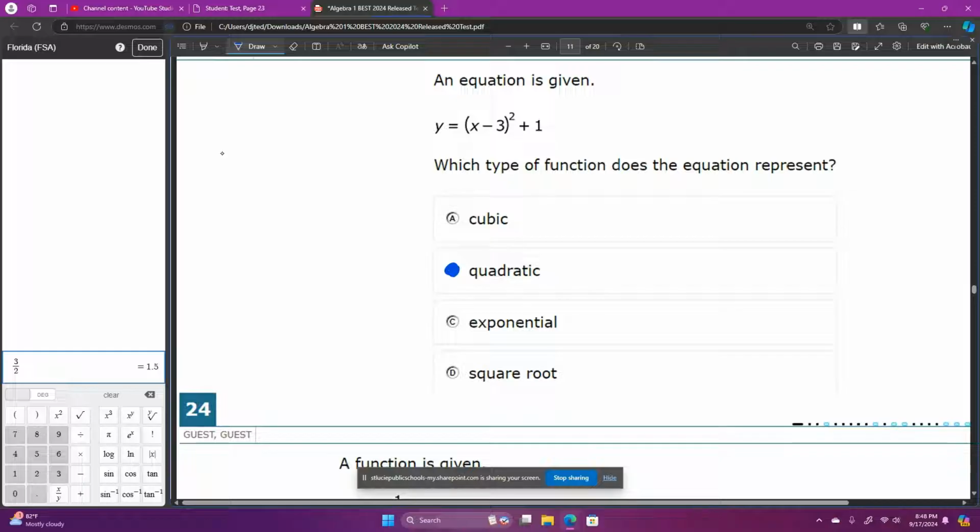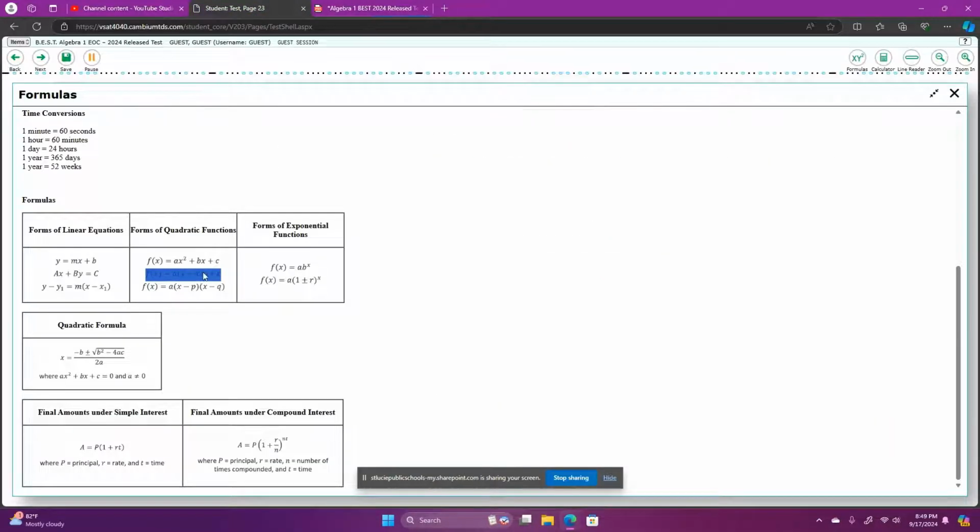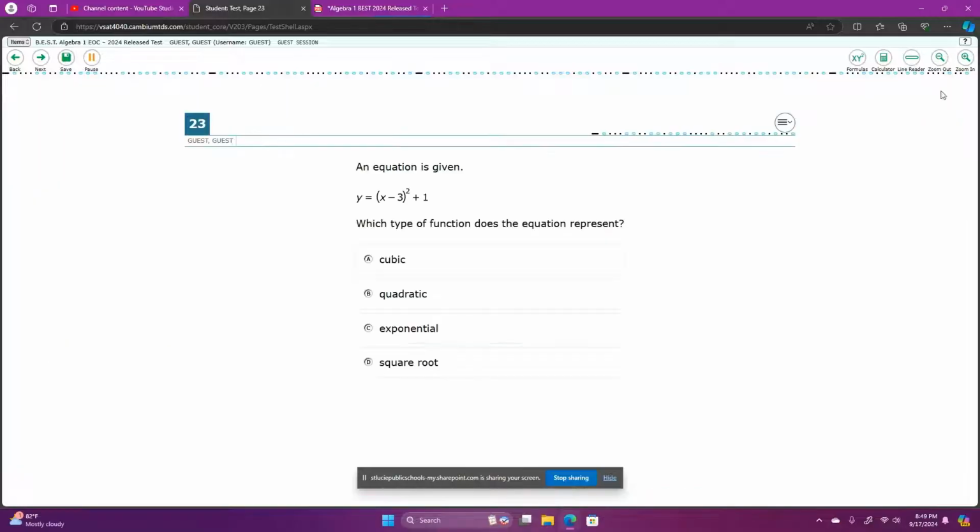And a quadratic function always has some sort of x squared in it. A cubic function would have a power of 3. An exponential function would have a power of x. And a square root would have some sort of square root of x. So that is definitely the answer there. And to solve that, you just need to match up this function to your reference sheet. And it does look very similar to our vertex form of a quadratic function.